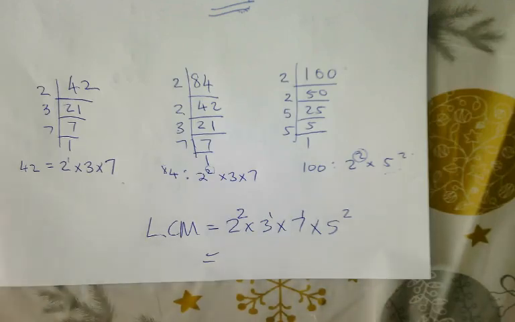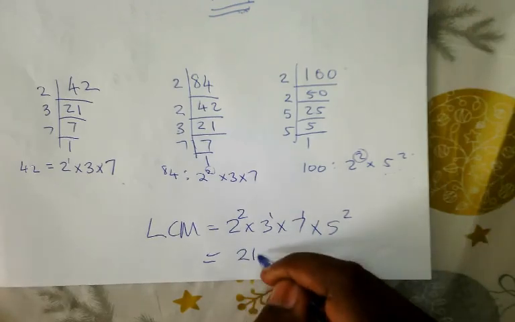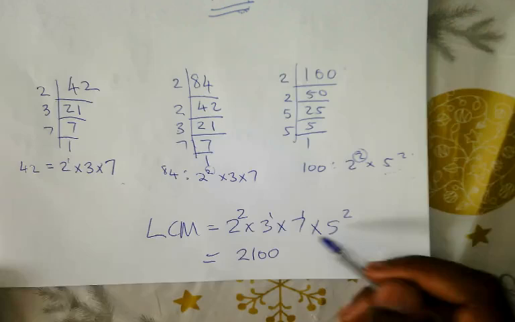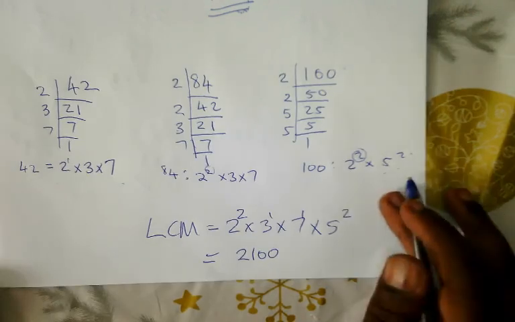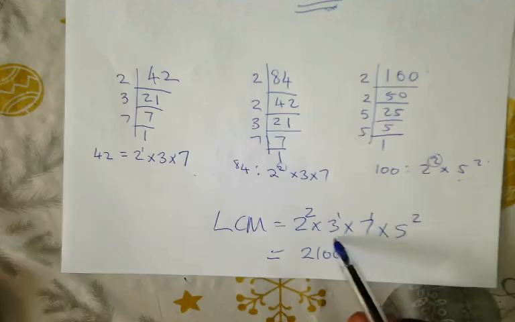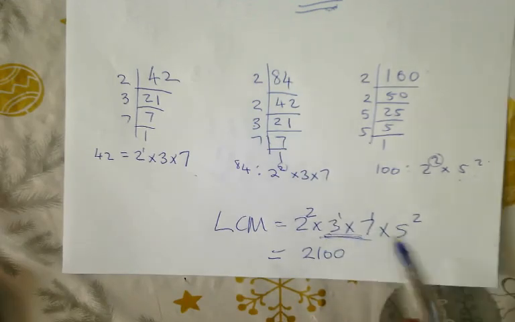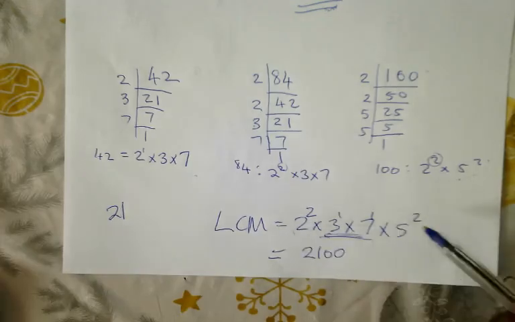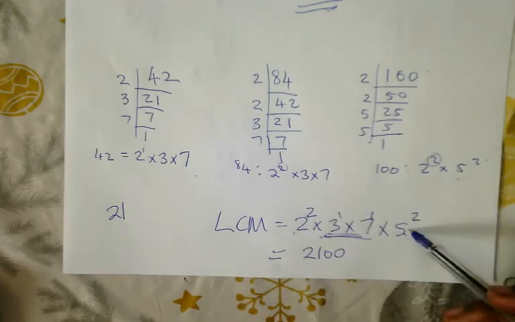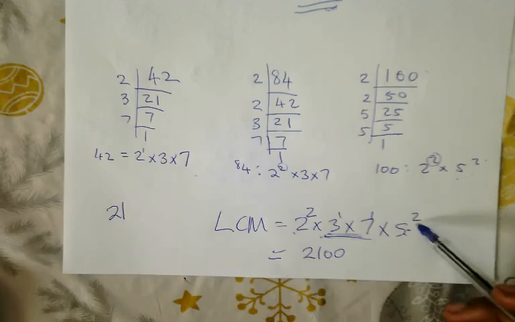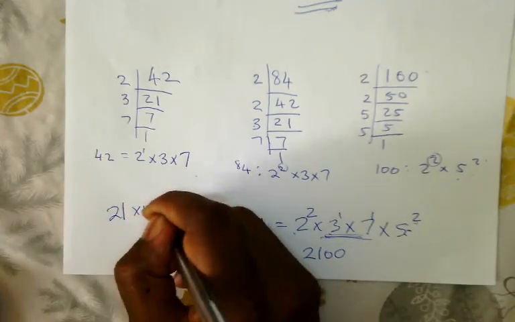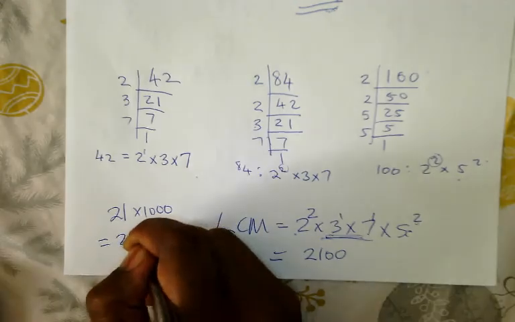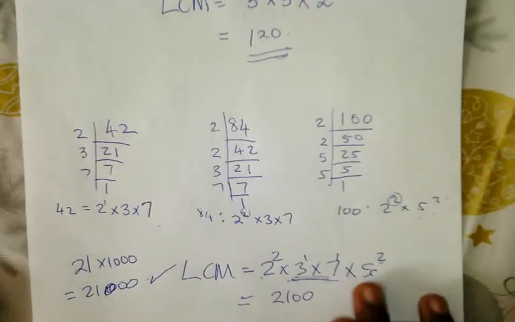Okay, 4 multiplied by 25, it's 2,100. You can actually do this without a calculator. Let me show you. We're going to multiply this together. 3 multiplied by 7 is 21. 2 multiplied by 5 is 10. 10 squared is 100. So that's why we have 2,100. Alright, thank you so much. All the best.